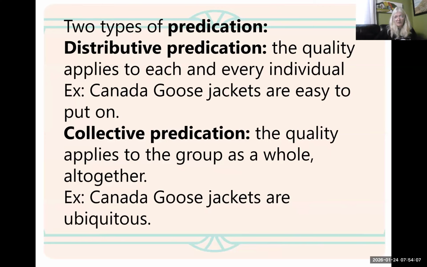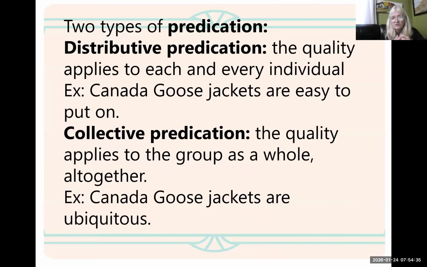Before I discuss the next thing, I want to explain to you how predication works, okay? So remember, predicate phrase is what makes a claim about the subject phrase. Predication can come in two forms. You can have distributive or collective predication. For distributive predication, the quality applies to each and every individual member of the set being discussed.